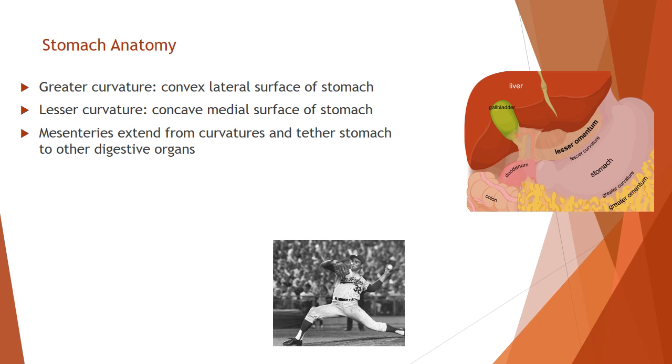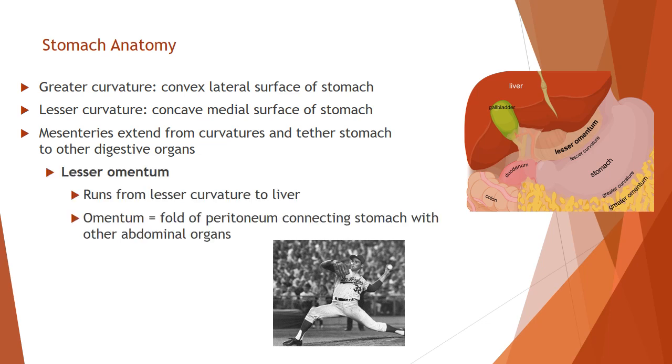So anyway, the greater curvature is the bigger curve, so it covers the lateral side. The lesser is the one on the more medial side of the stomach, facing up towards the liver. There are mesenteries that extend from these and connect the stomach to the other organs. There's a lesser omentum that runs from the lesser curvature to the liver to hold things in place, because the stomach's expanding a lot, so it helps to have something keep it where it's going. The omentum is just a fold of the peritoneum that connects these things to each other. So there's a lesser omentum, and there's a greater omentum.